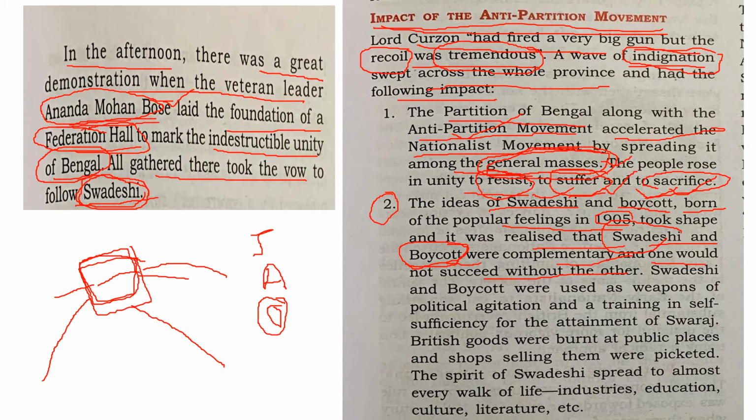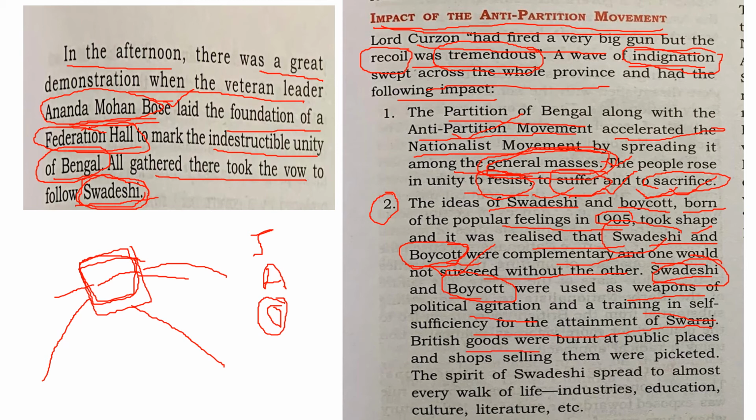Another major impact that resulted was Swadeshi and boycott. These two concepts became very popular during this anti-partition movement. They were used as weapons for political agitation and training in self-sufficiency for the attainment of Swaraj. So remember that among the impacts of the anti-partition movement, Swadeshi and boycott were the two things which people strongly adopted.